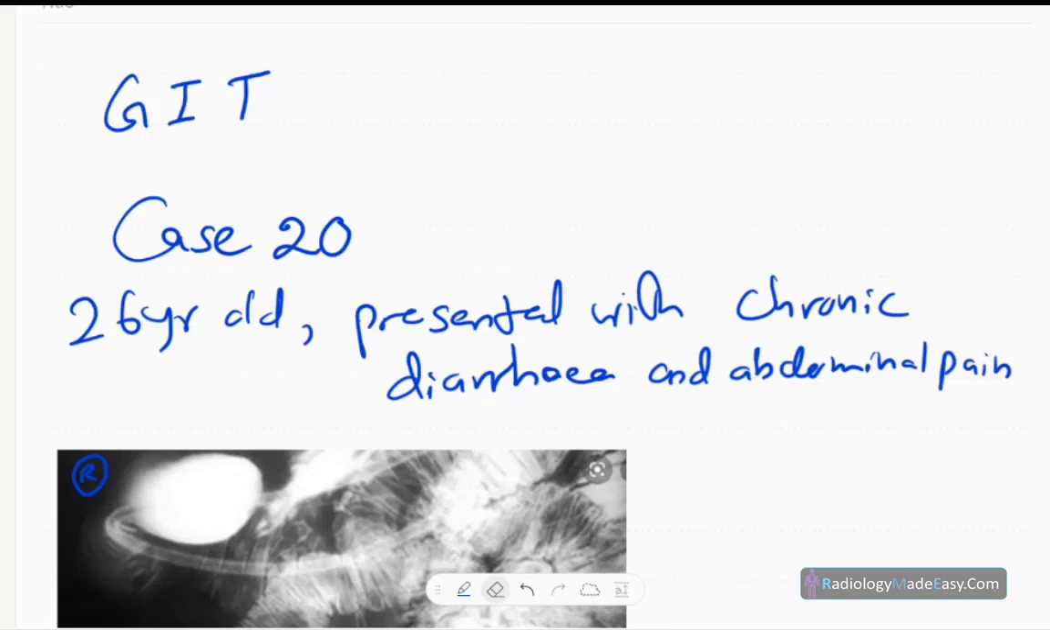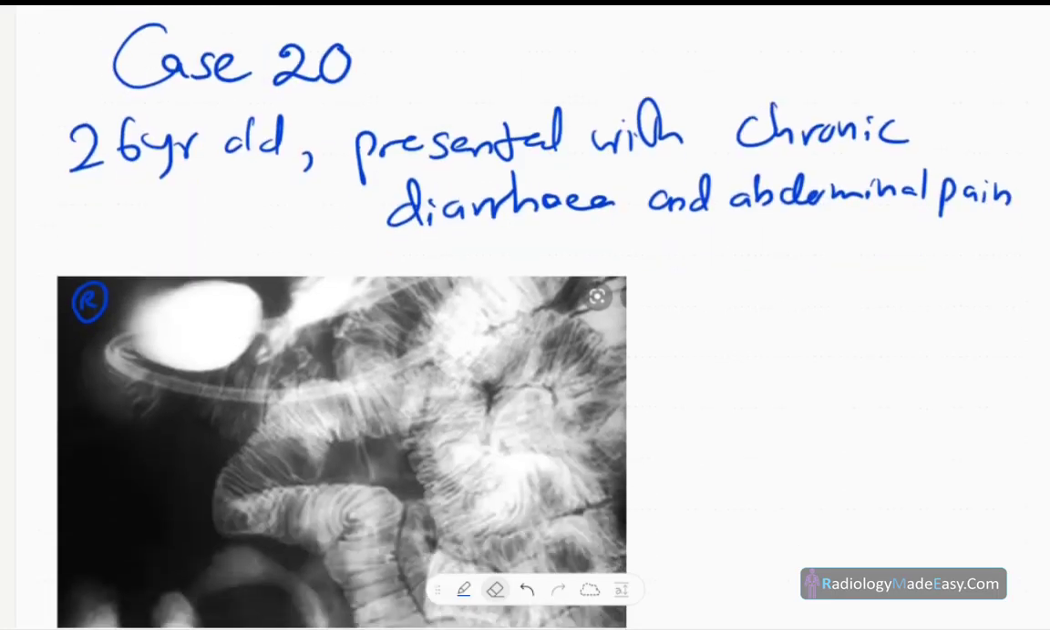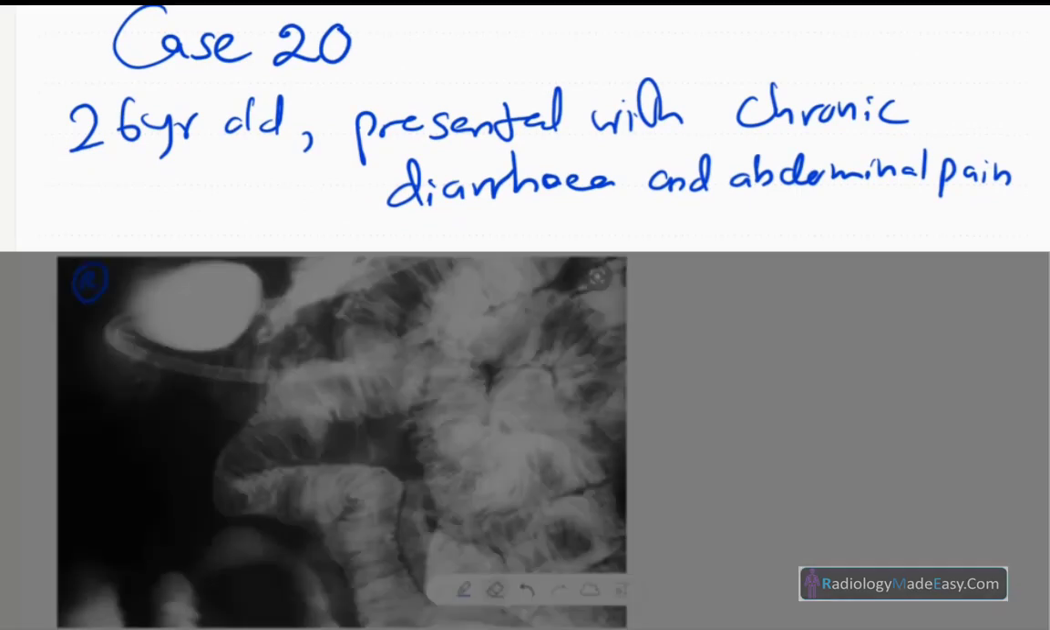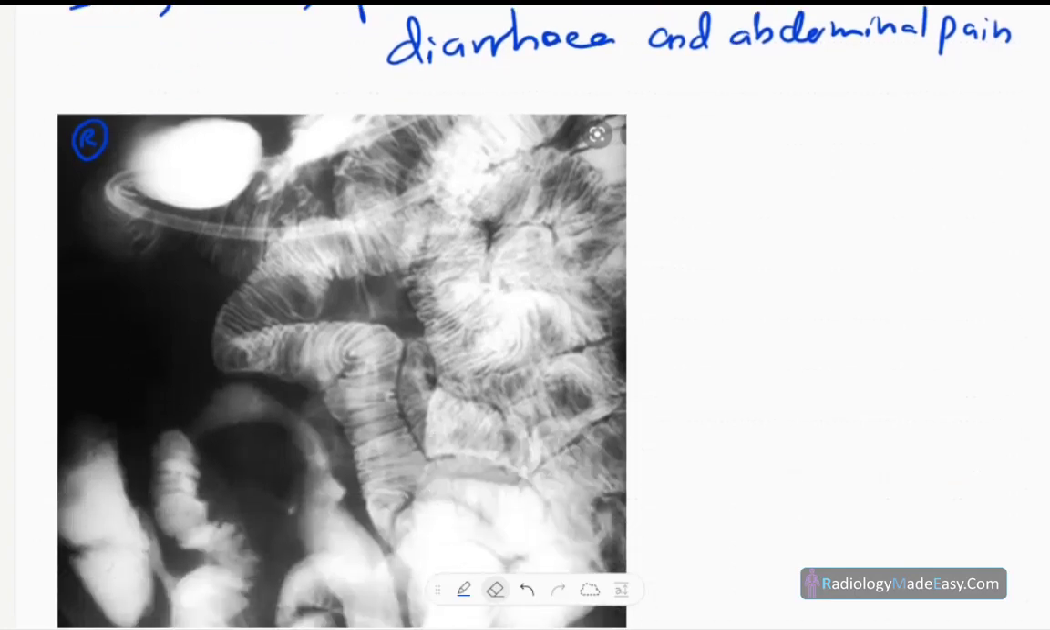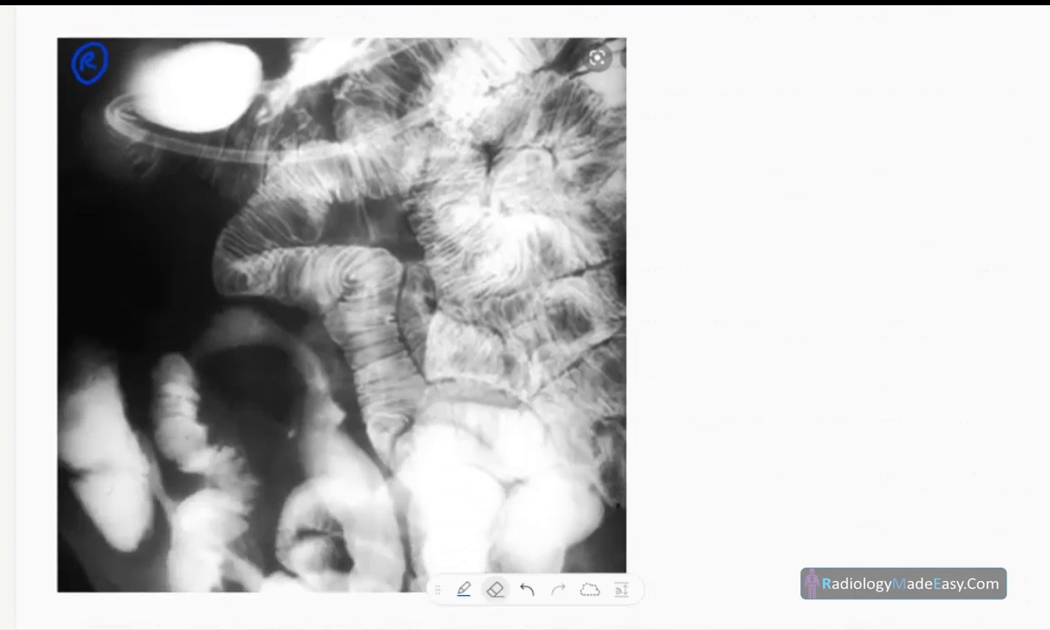Hi, welcome back everyone. Now we are going to discuss case number 20 in GIT contrast studies. Our patient today is a young patient, a 26-year-old, presented with chronic diarrhea and abdominal pain. So this is the anteroposterior spot radiograph of enteroclysis. Enteroclysis is done to visualize the small bowel.